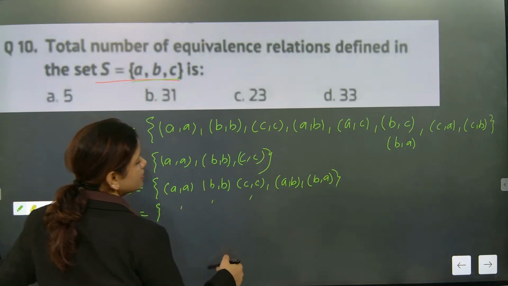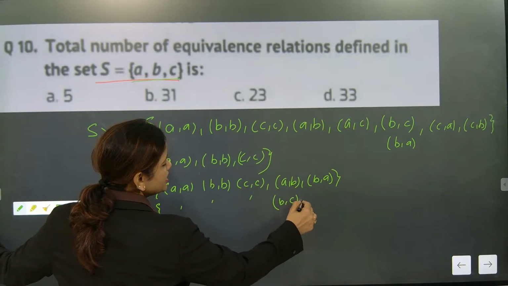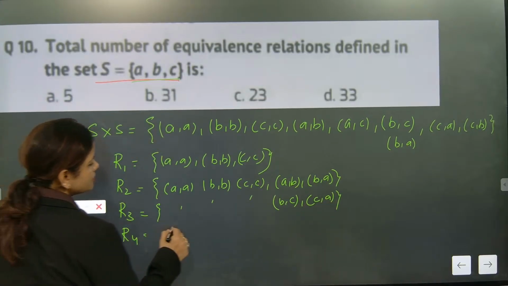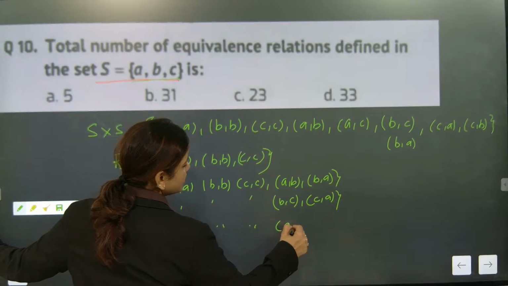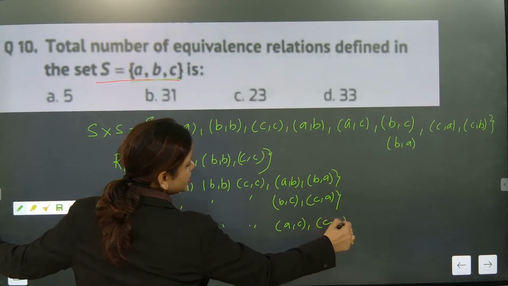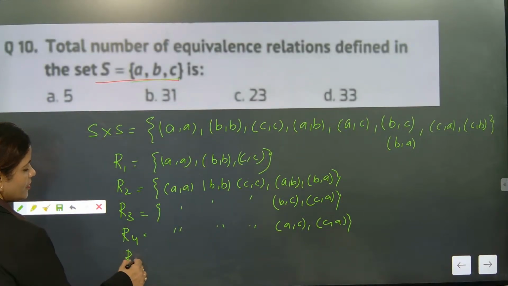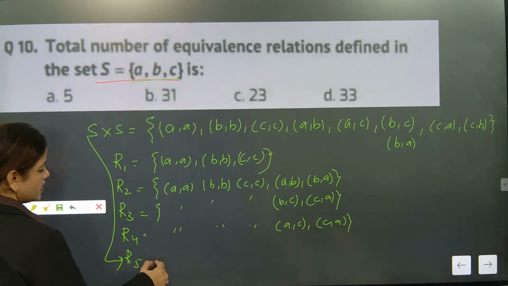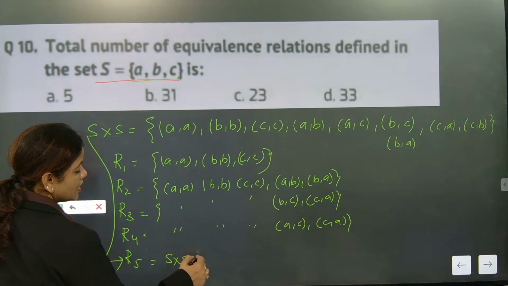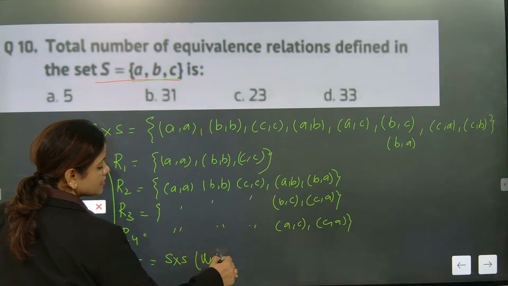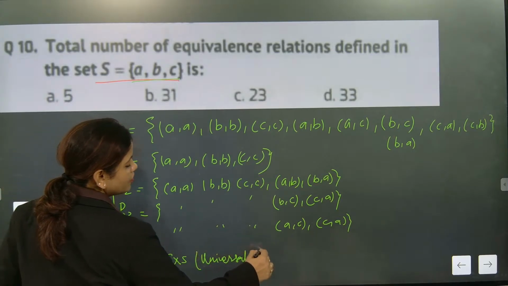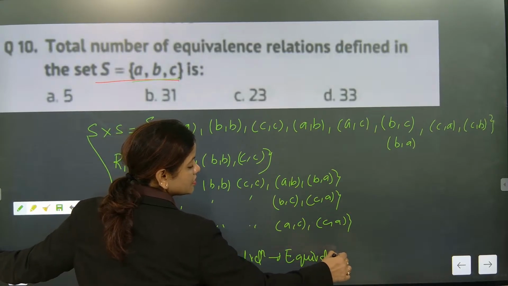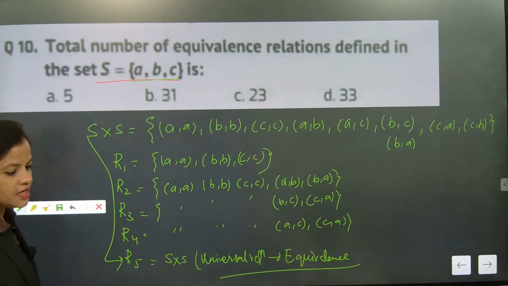This 3 will be there, and then BC, CB. Fourth equivalence relation possible: this will be there, AC, CA. Fifth will be possible when this part is equal to R5. R5 is equal to S cross S. That is the universal relation, and universal relation is always an equivalence relation.